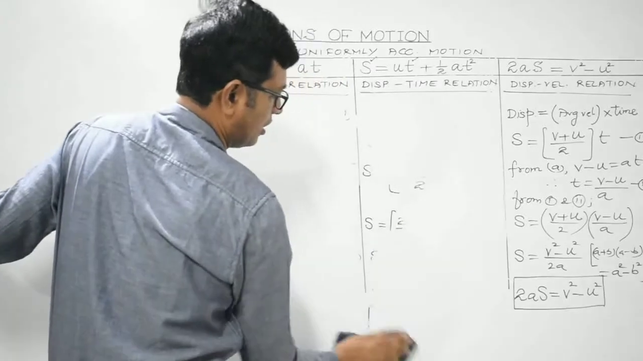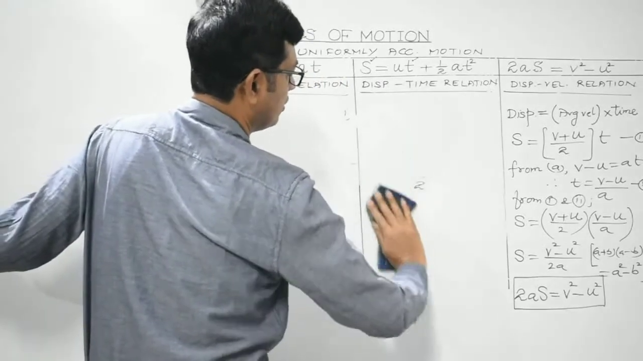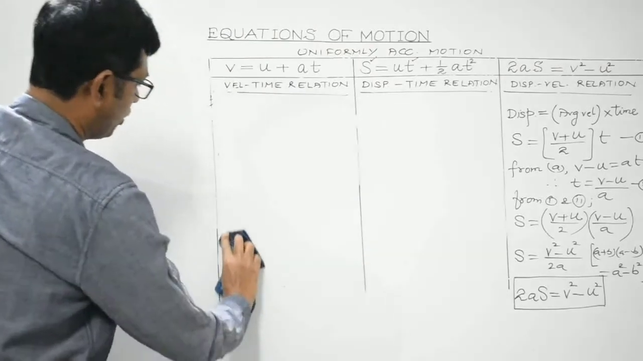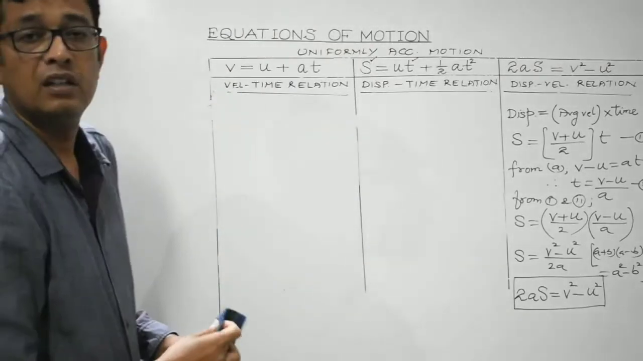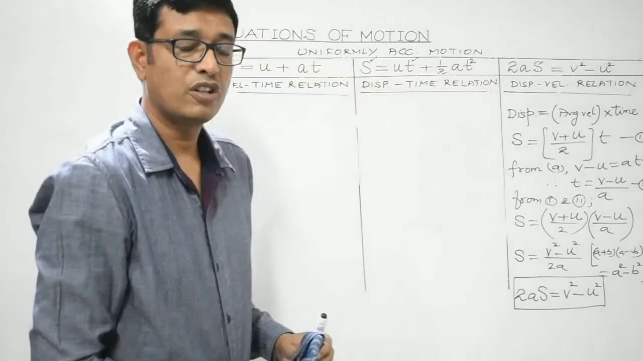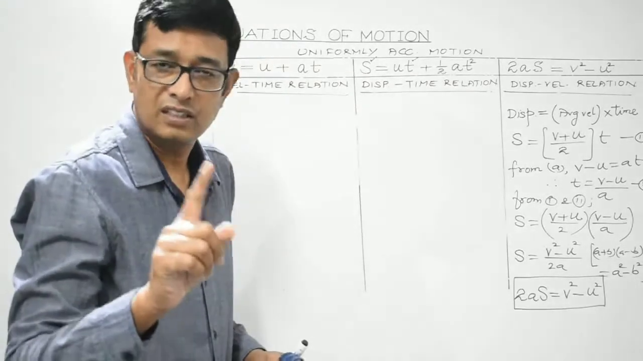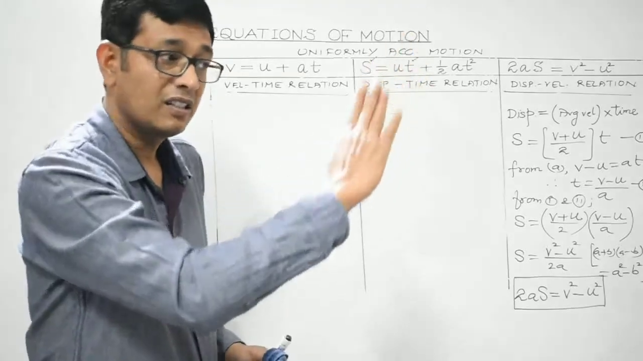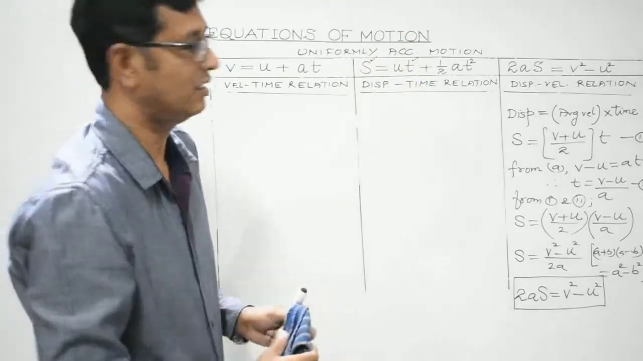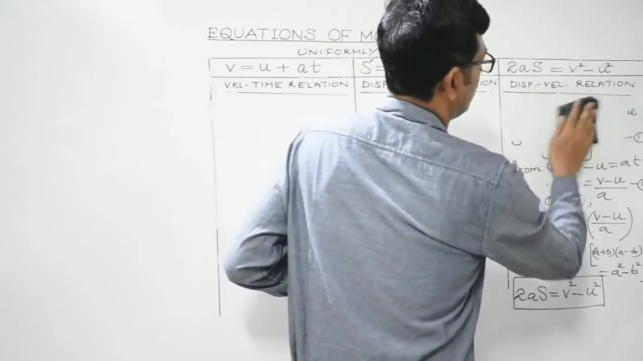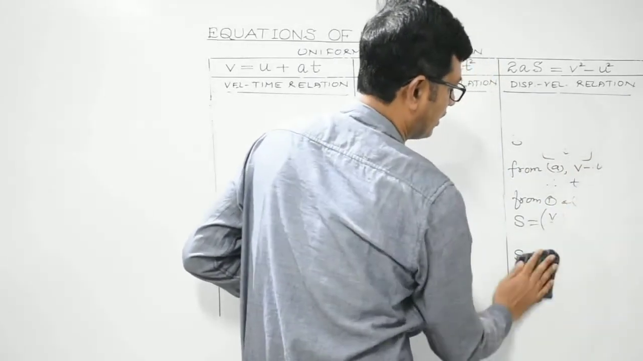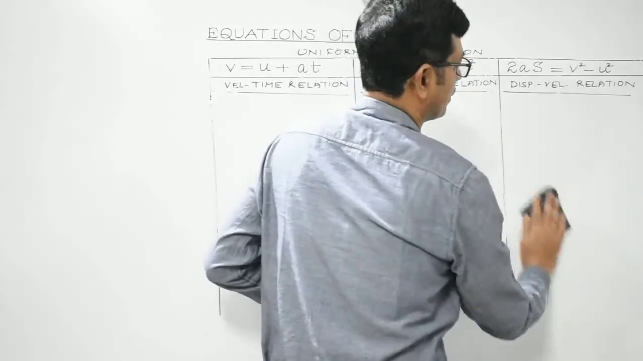Now students, just recall the topics which we have already discussed. In case a body is in uniformly accelerated motion, then the VT graph, that is the velocity-time graph of the body, is a straight line inclined towards the time axis, right? So we will try to derive the equations of motion using the graphical method. So let's do it.